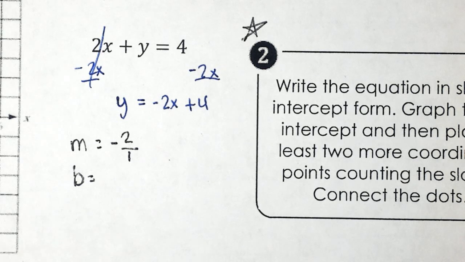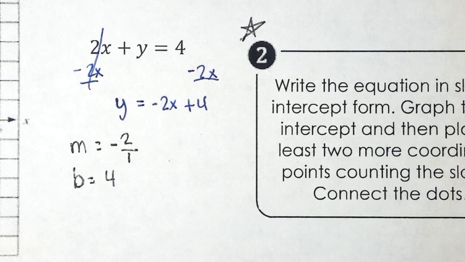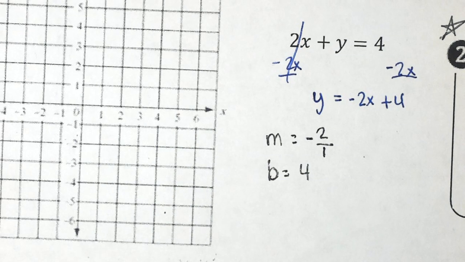And Irvin, what's my y-intercept? 4. Okay, that's only two things you need to graph. Then you graph. Go to 4 first. You always put your intercept on first. You want to count slope from there. Intercept is at 4.